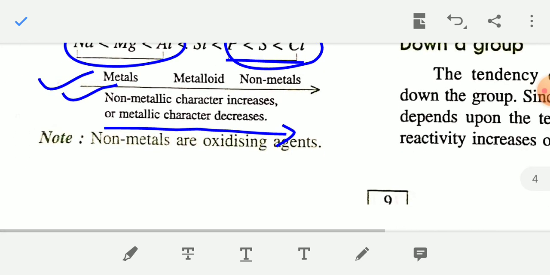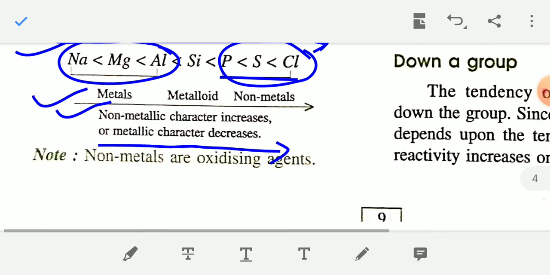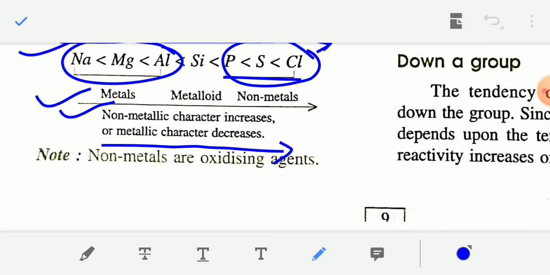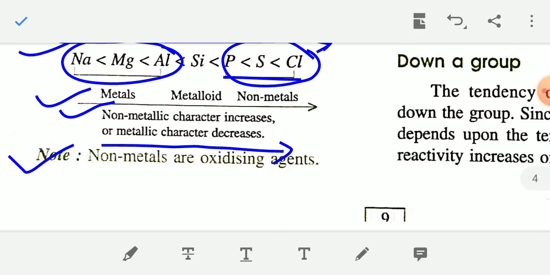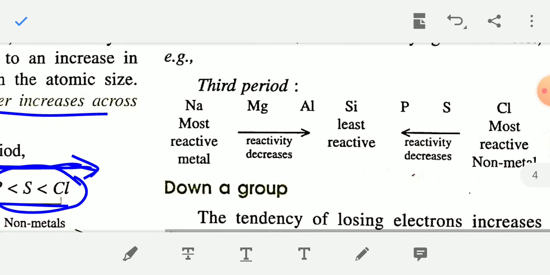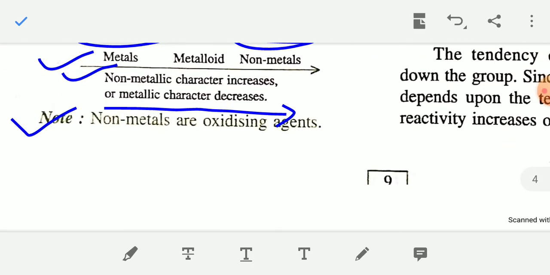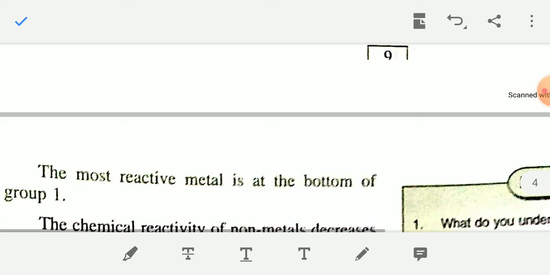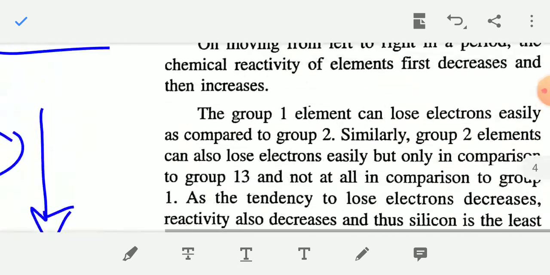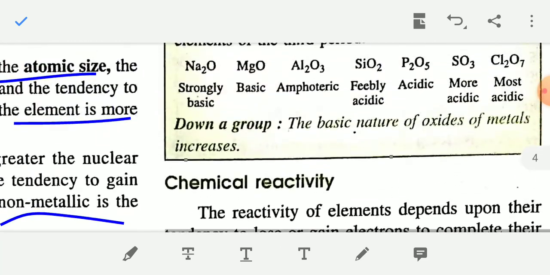Metals are reducing agents because they can lose electrons, while non-metals are oxidizing agents because they can accept electrons.